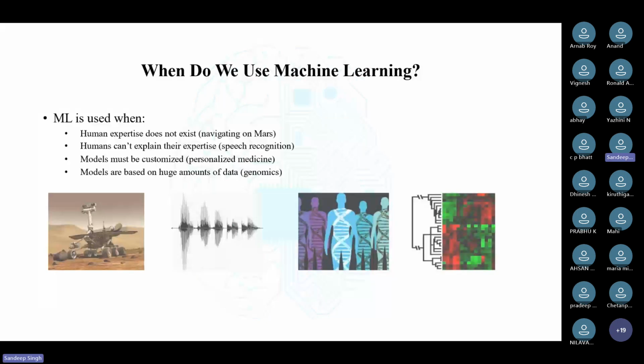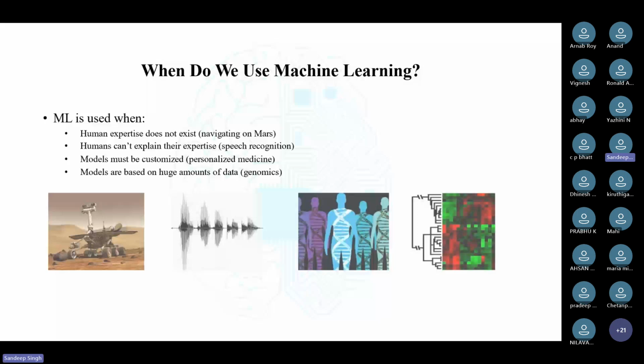So when do we use machine learning? When human expertise does not exist, like navigation on Mars, where we only send robots to navigate and collect data, and send the data back so that we can access and analyze it from a different part of the origin, a different point in space.